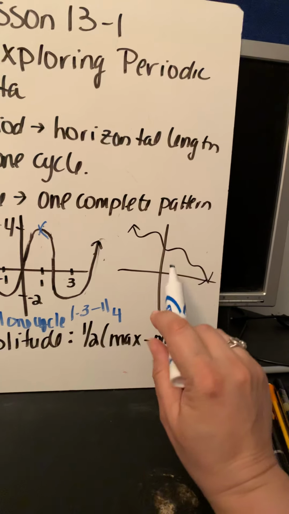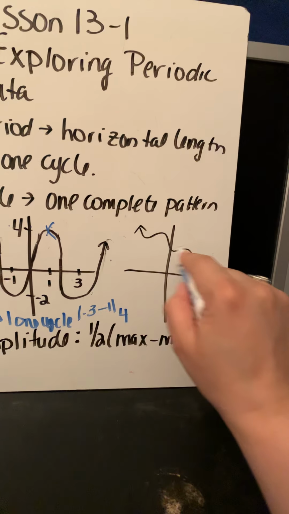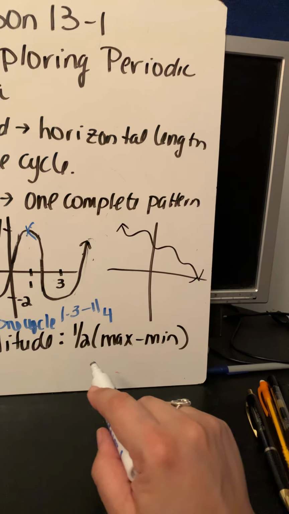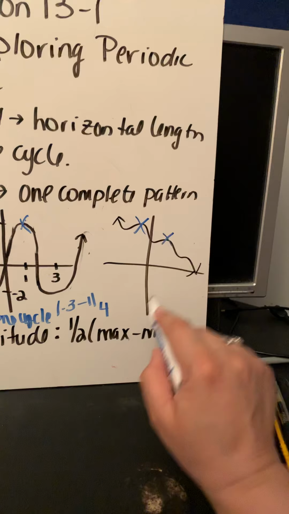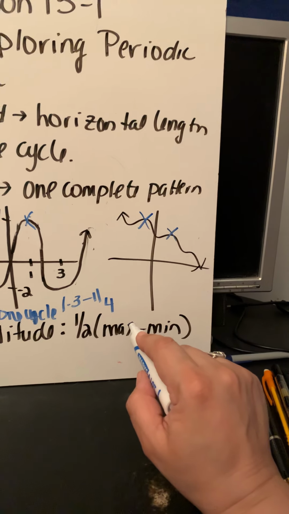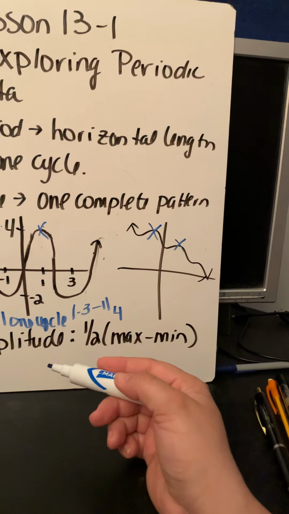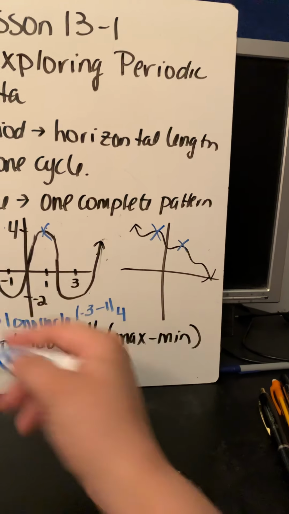Over here, if you have this as your pattern, that is not periodic. Okay, there's no charting of a horizontal length. There's really no cycle. Okay, horizontal length, they're pretty much the same going across, or something is happening the same going across.